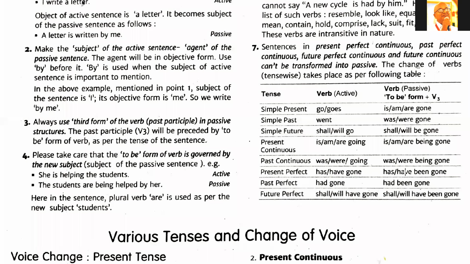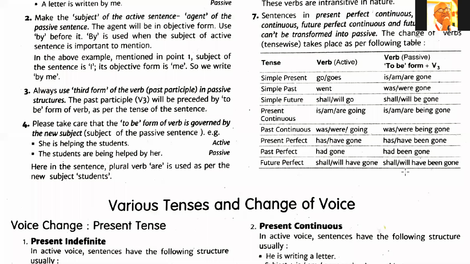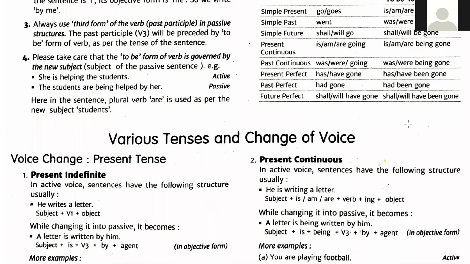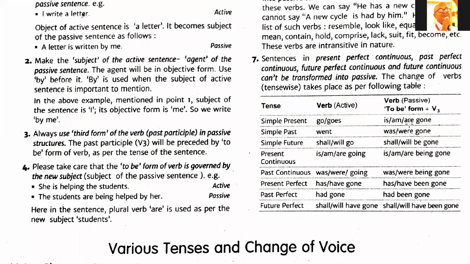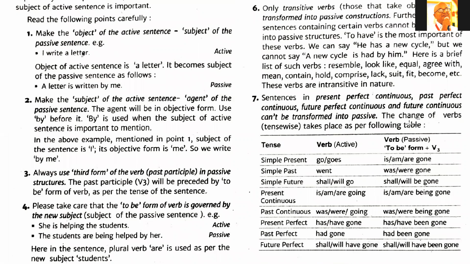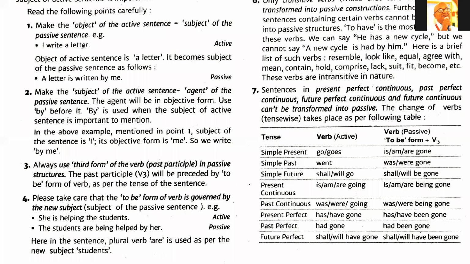We have been studying voice change and we had learned some basic rules regarding how to change the voice from active to passive. In fact, I have taught you 7 rules where you need to identify the subject and the object of the sentence and change their position. Then you have to introduce by. You must convert the verb into the participle form, V3. Then you need to make to be in different forms like sometimes being, sometimes been.